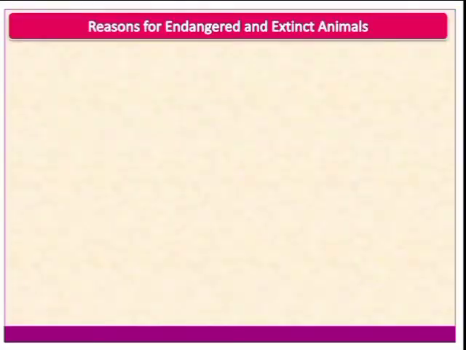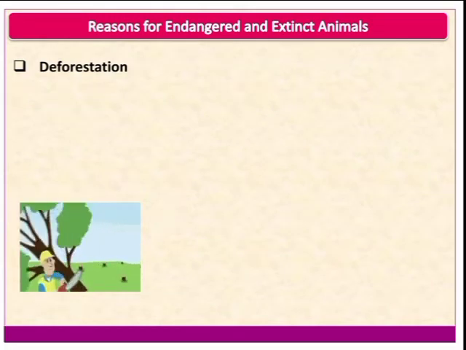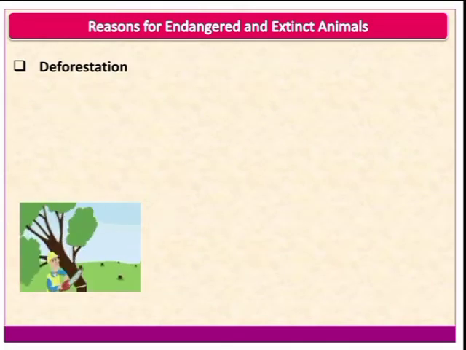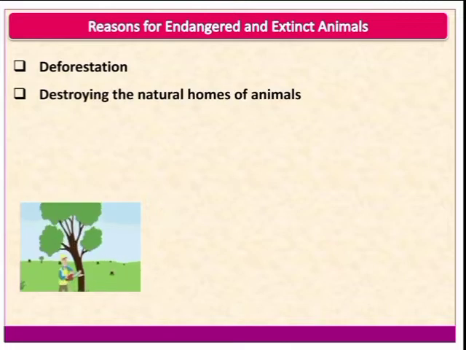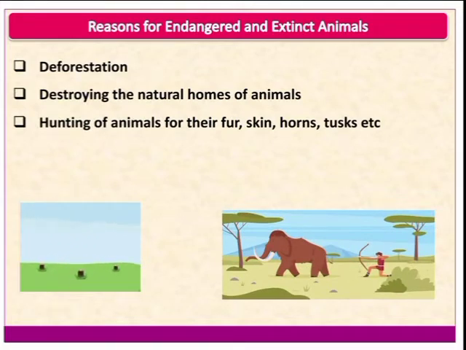Now, let's find out the reason behind this. Human activities like deforestation, that is, cutting down of trees in large numbers for our own sake, is destroying the natural homes of animals. Also, these animals are being killed for their skin, nails, teeth, bones, fur, etc.